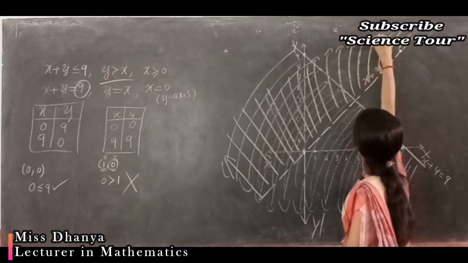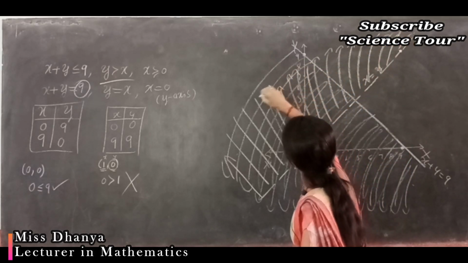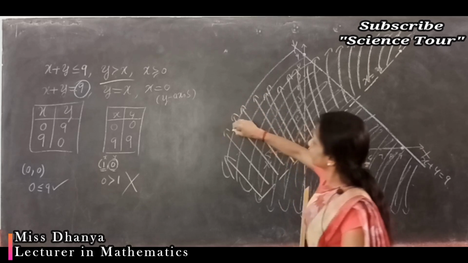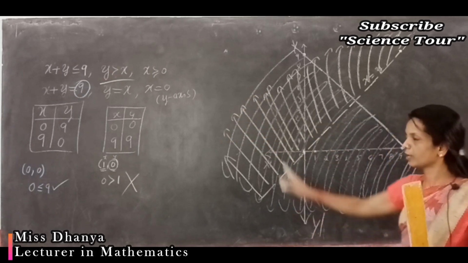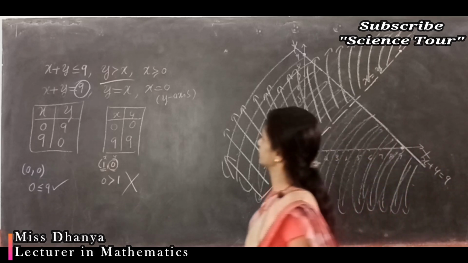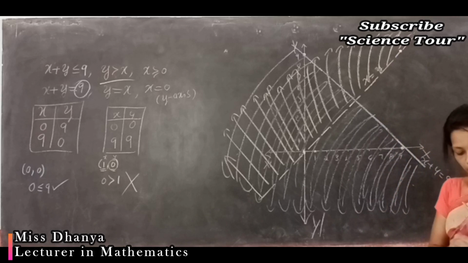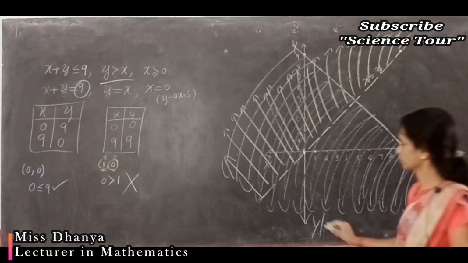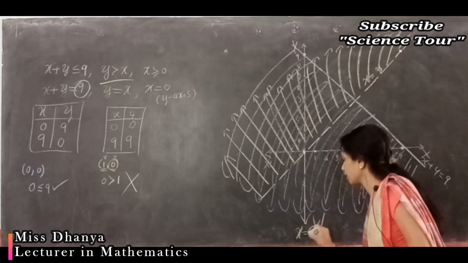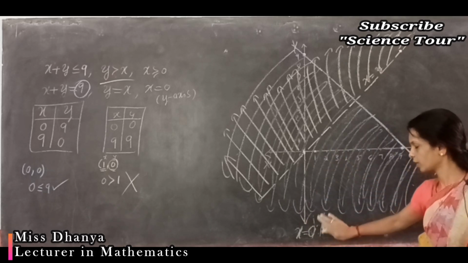And this shading will continue in the direction which I showed with the arrow mark. Okay. And the next, last line is x equal to 0. X equal to 0, I already said, is the y axis. It is already there in the Cartesian plane as the y axis. Okay, this is the y axis.